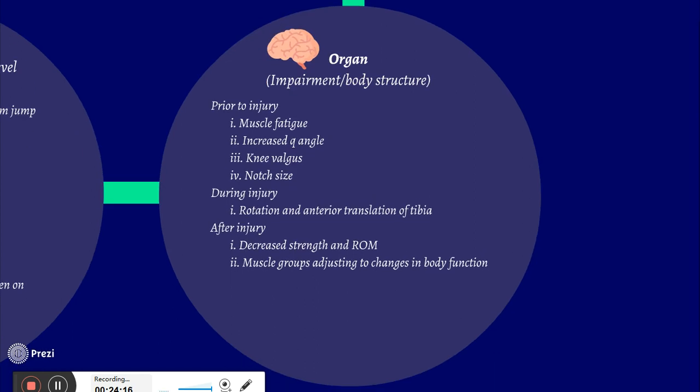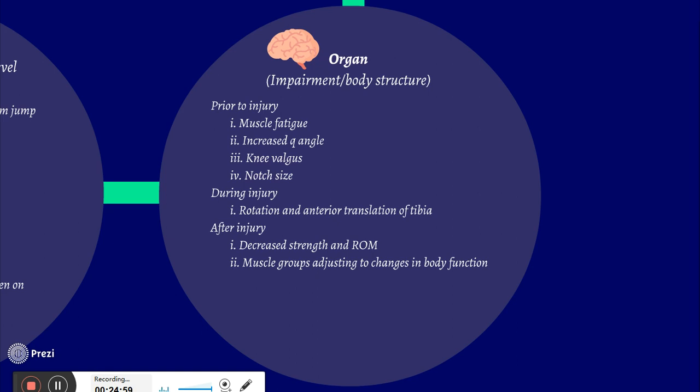Then we're looking a little bit farther up at the organ or impairment body structure level. Those muscle groups might have been a little fatigued. The person has an increased Q angle, knee valgus, and notch size. Those things are all risk factors at this organ level that may have resulted in a higher risk for the injury. And then during the injury, her knee rotated, causing the tearing of the ACL.